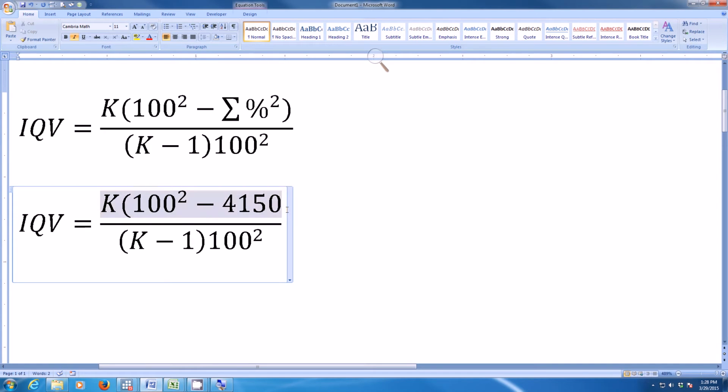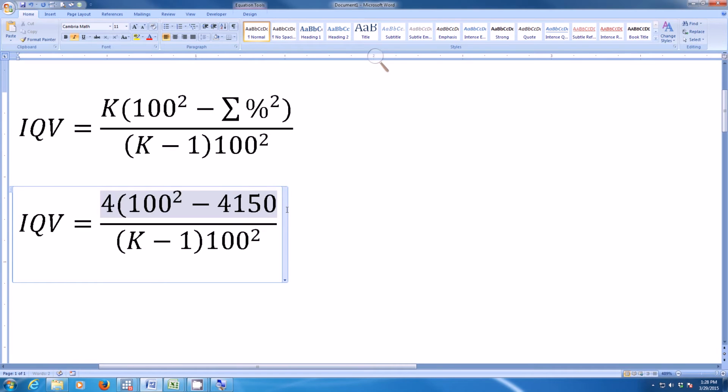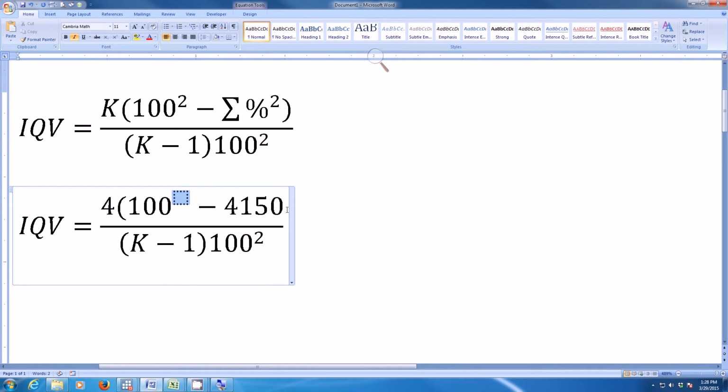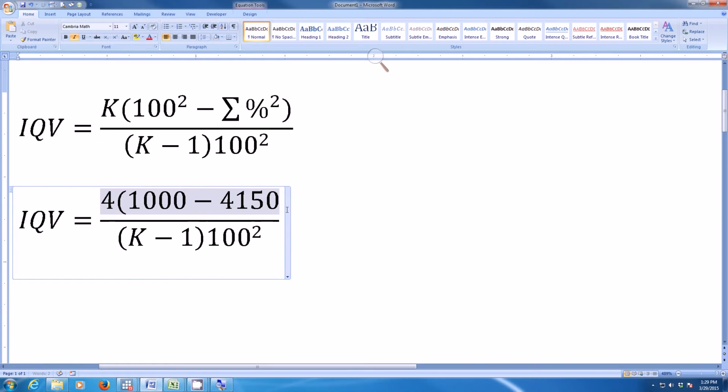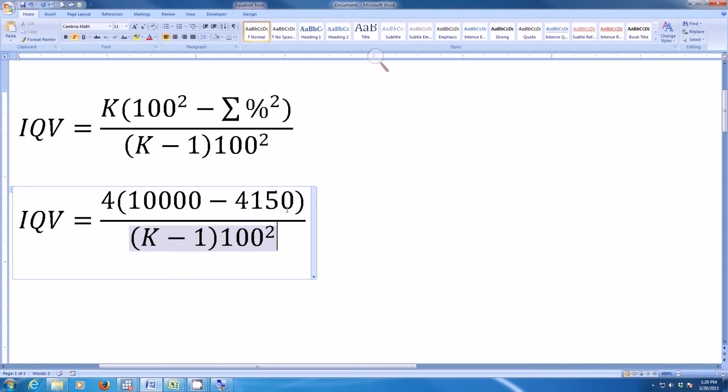I had 4 categories for the variable class. That was lower, working, middle, and upper class. So k is going to be equal to 4. 100 squared is just going to be equal to 10,000. And my denominator, I'm going to have 100 squared, which again is 10,000, times 4 minus 1, or 3.